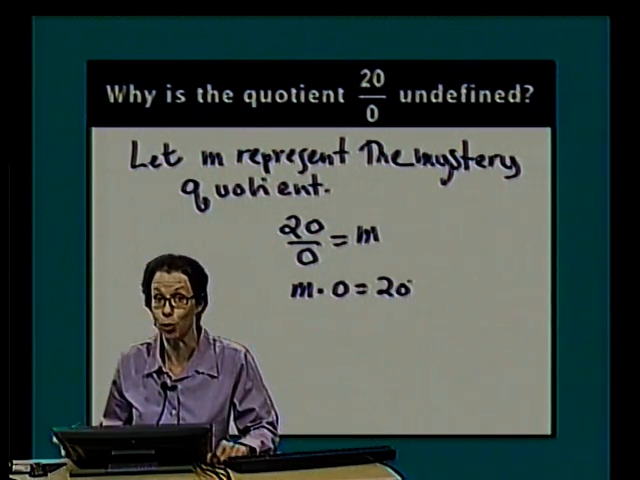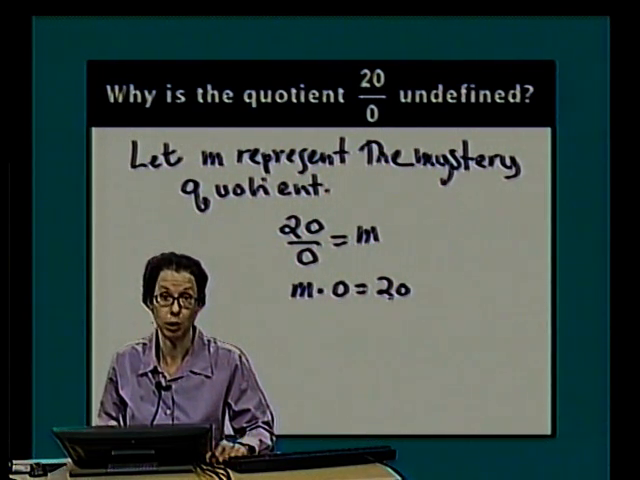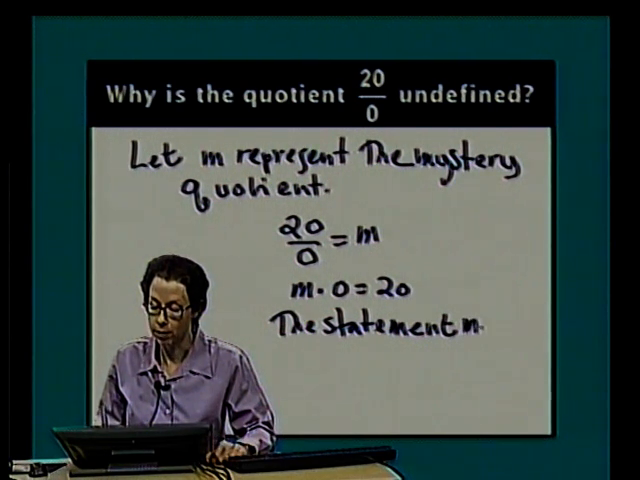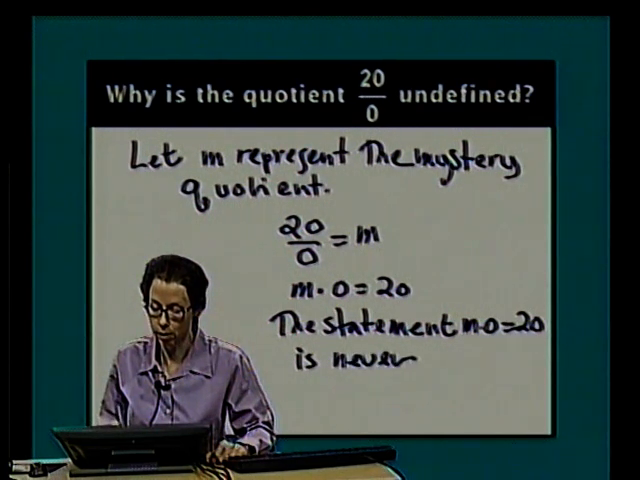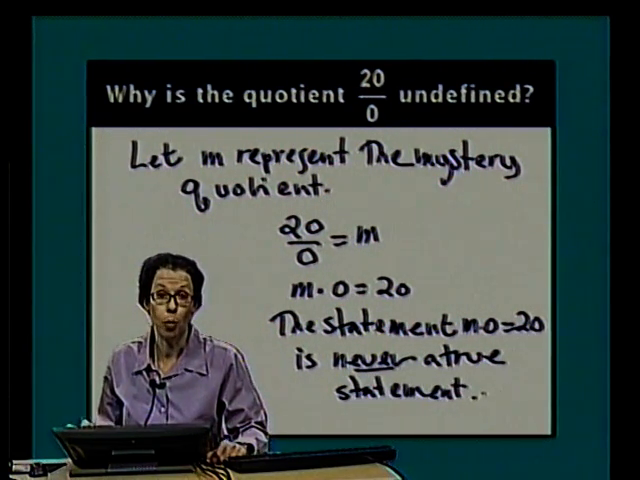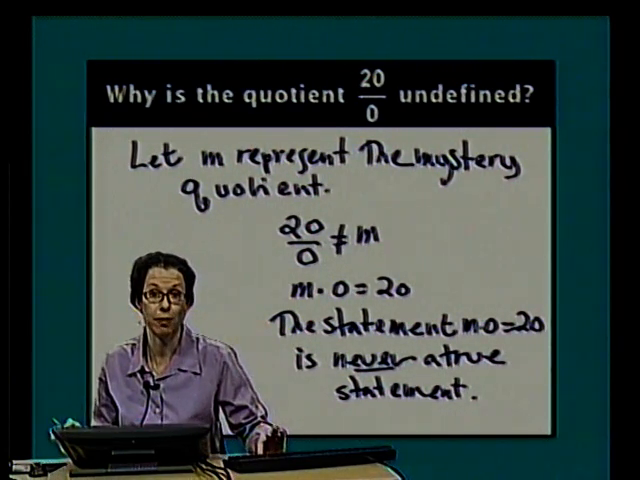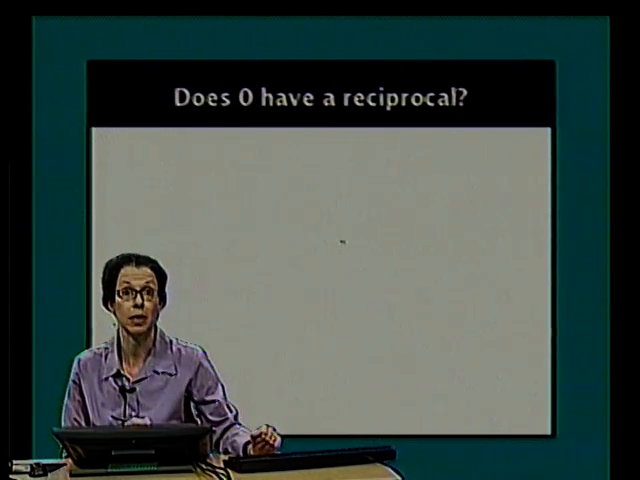I hope you see that something is wrong with this statement. If I take any number and multiply it by 0, I shouldn't be getting 20. The statement m times 0 equals 20 is never a true statement. So 20 divided by 0 cannot equal m. It can't be defined.